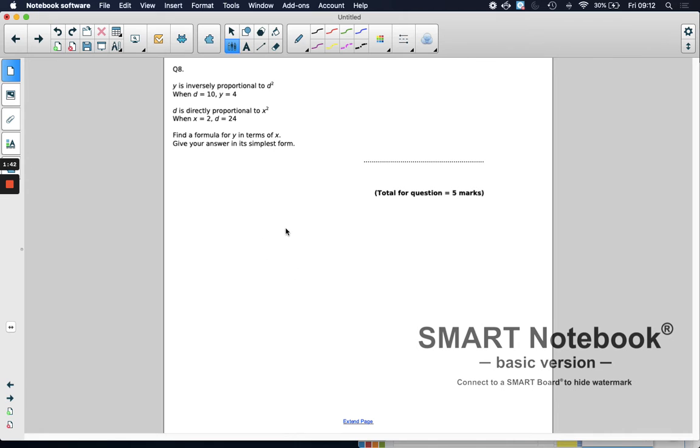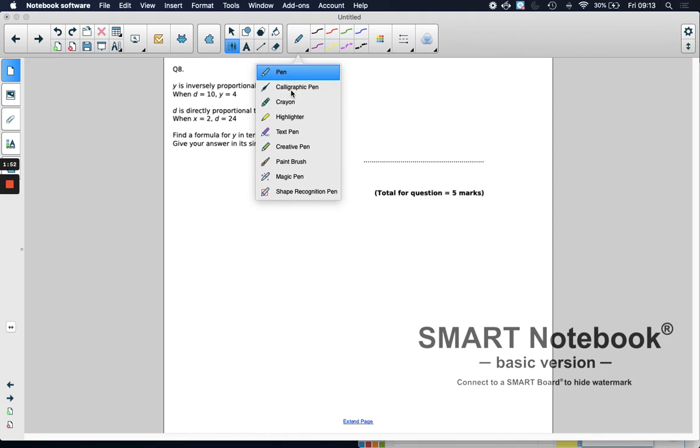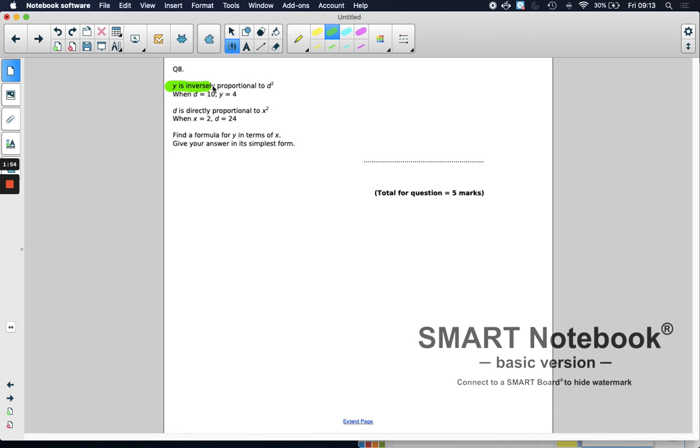Okay, question 8. This is one of our direct and inverse proportion questions. Again, I've given you a relatively complicated one to see that you can pick up lots of marks. So, there's quite a bit of information here. I'm told that y is inversely proportional to d squared. When d equals 10, y equals 4. Okay, so let's deal with that first.